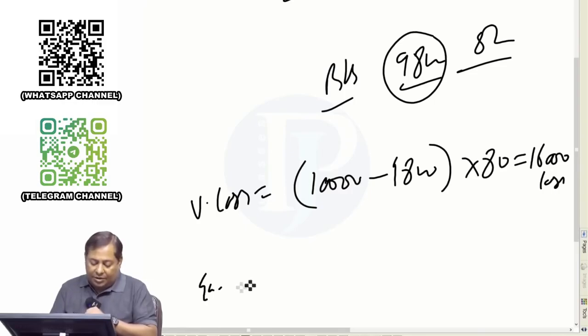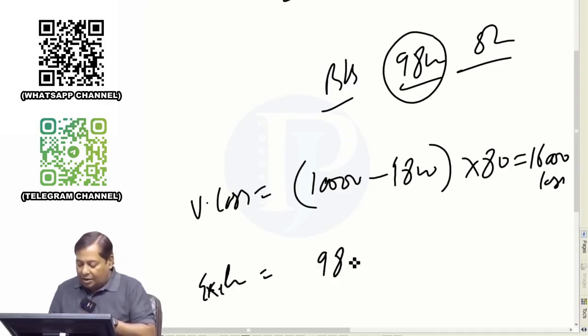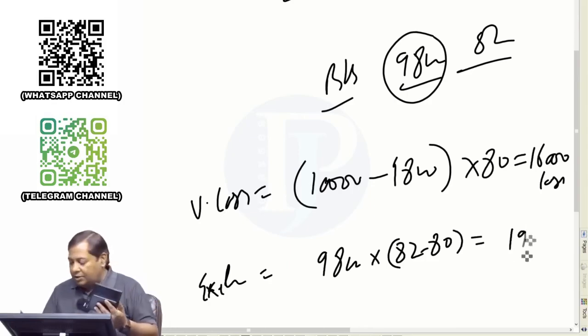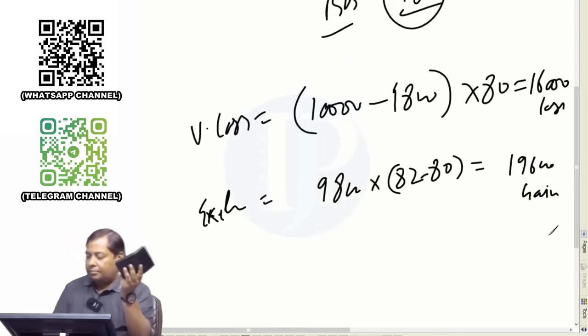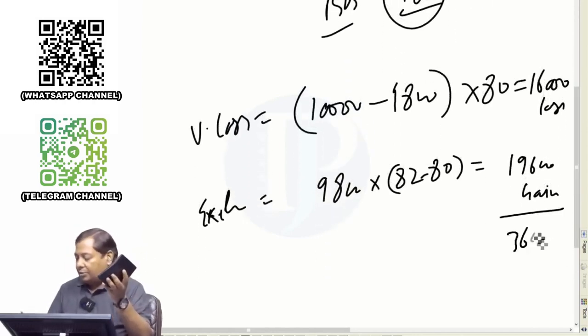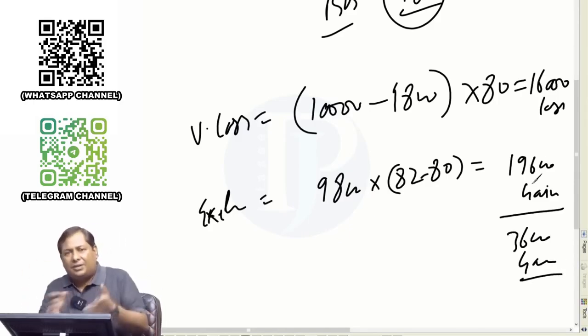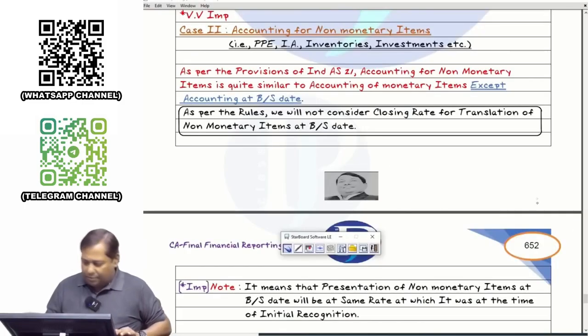Now coming to the exchange. 9,800 multiplied by 82 minus 80. You will see a gain here. There's a gain of 19,600. So overall there will be a gain of 3,600 rupees. There is a loss and a gain. We have covered all accounting and also past entries. Look here.